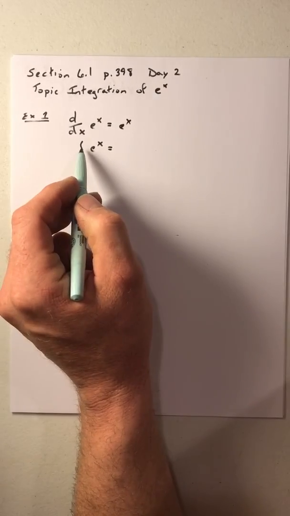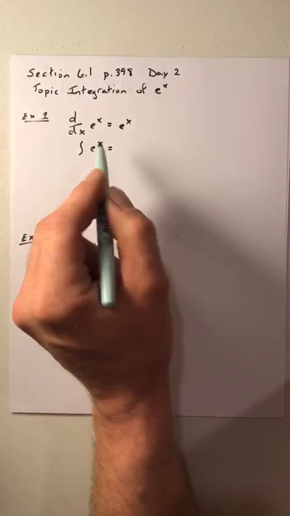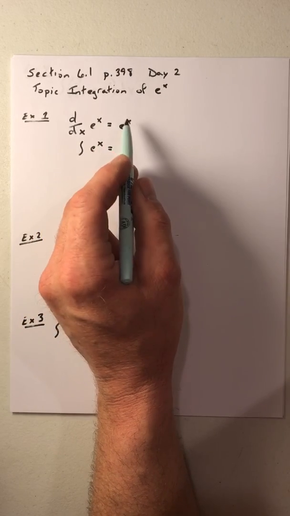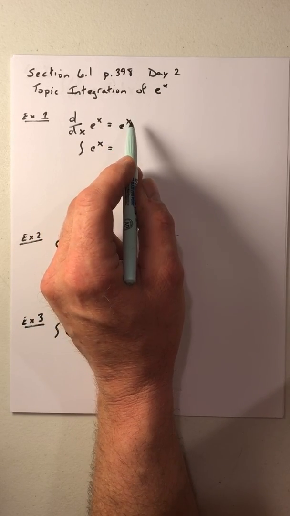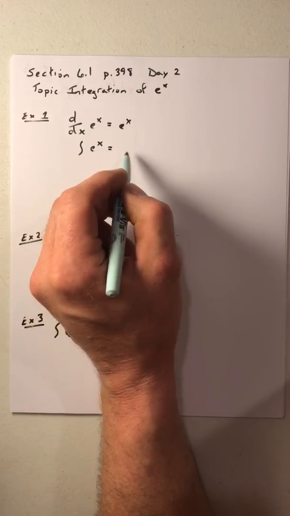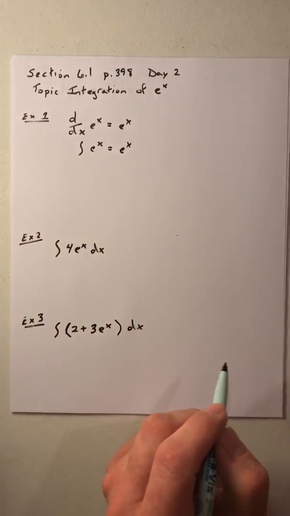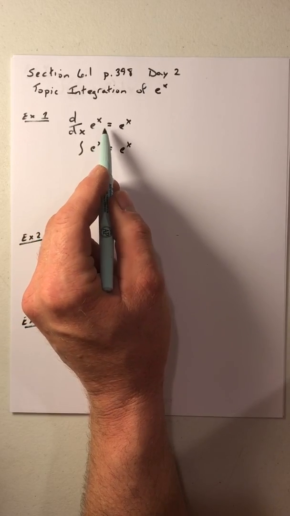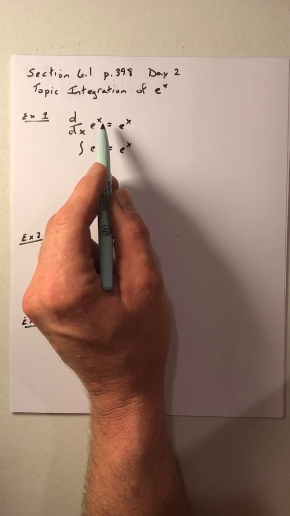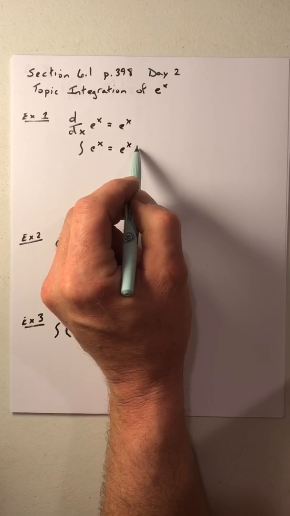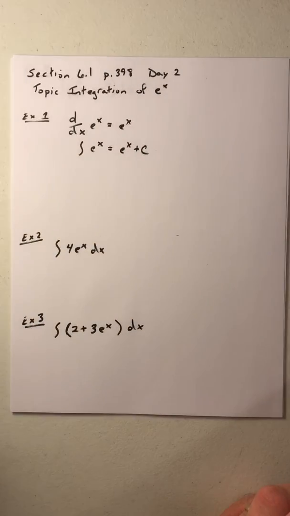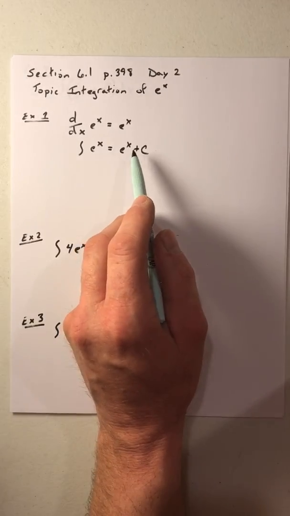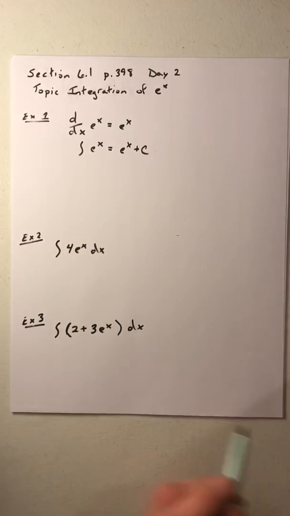If we take the integration of e to the x, well, if I took the derivative of e to the x to get e to the x, to go backwards, the integration of e to the x is going to give us e to the x. And we do have to be careful though, because again, we don't know if we took the derivative of a constant up here or not. So to show that we don't know what that constant is, we put a plus c at the end. So our original function was e to the x plus c.